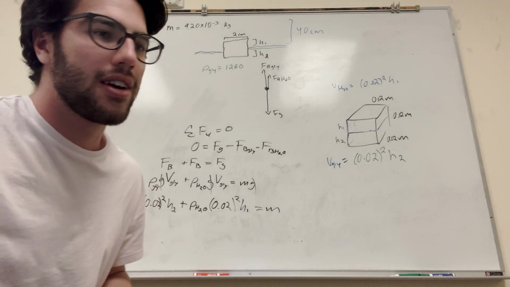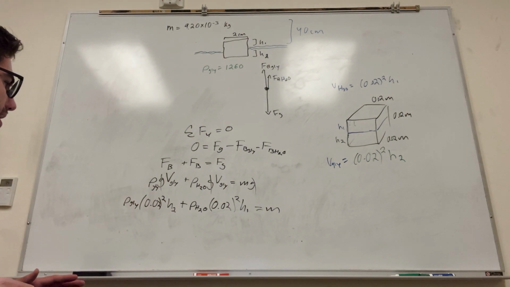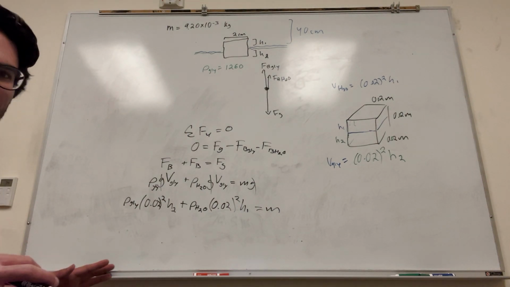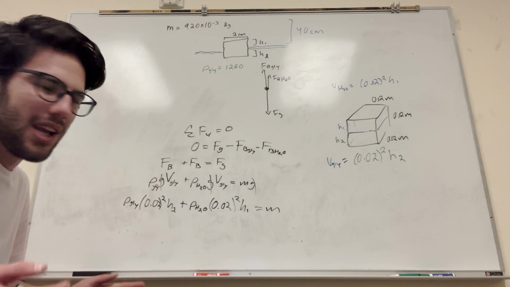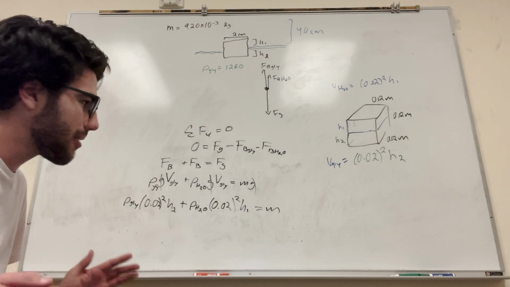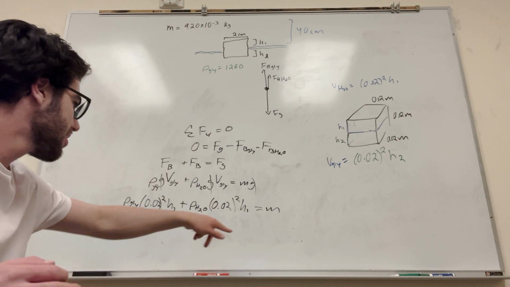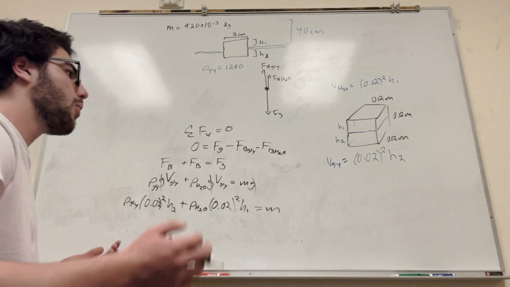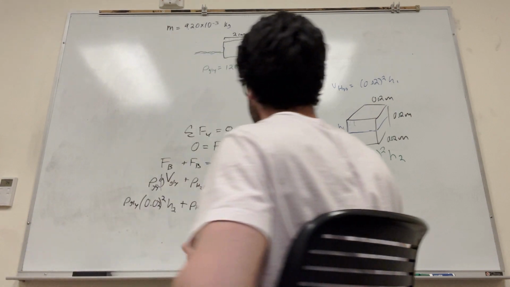What am I thinking right now? Basically, this isn't enough to solve it, right? We have two unknowns, and we can't solve an equation with two unknowns. We're trying to find the height of both of these. Well, we can write out one more thing that is going to help us.